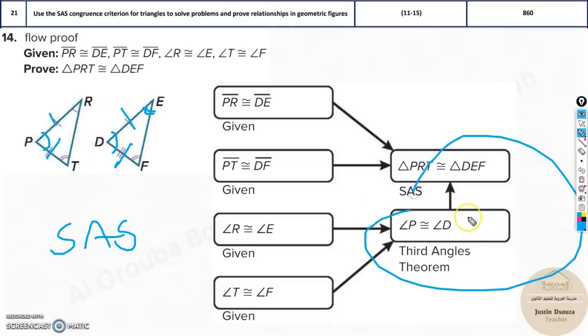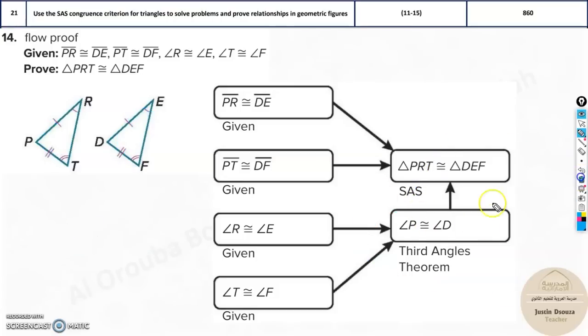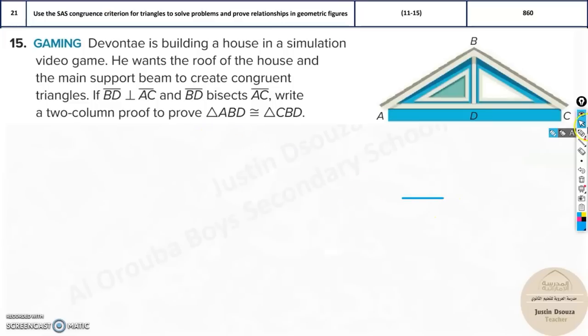So it's very important to write the statement. Otherwise, it's not SAS postulate. So that is very crucial. So what happens? These two angles are given. So you tell this angle is congruent. Then you get SAS postulate. And similarly over here as well, they have given a lot of stuff.